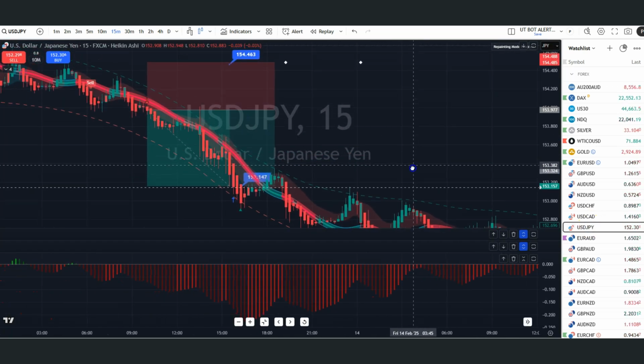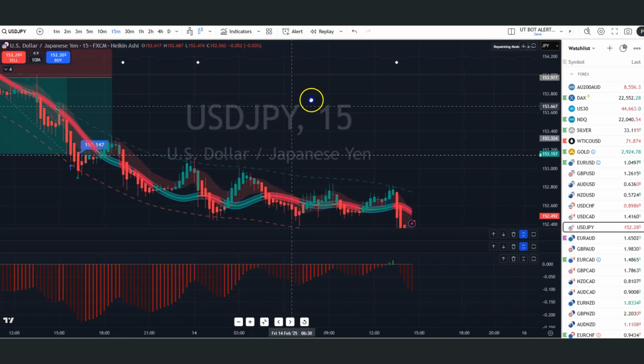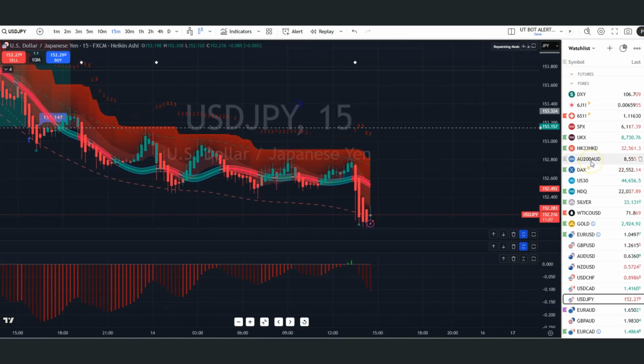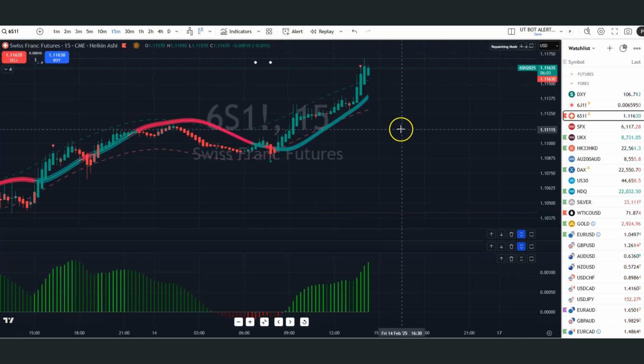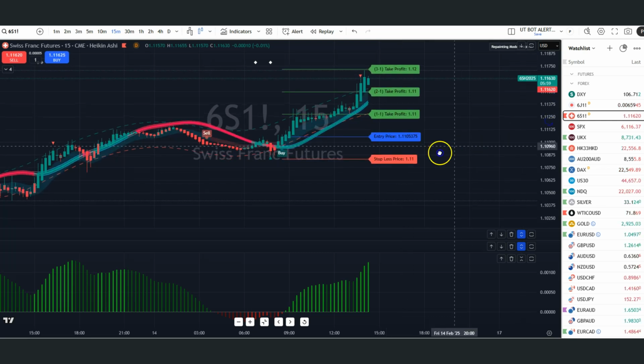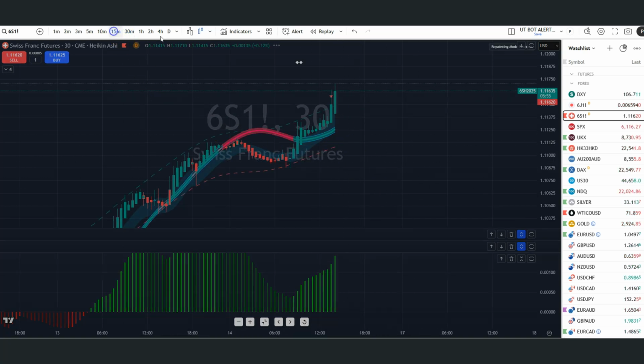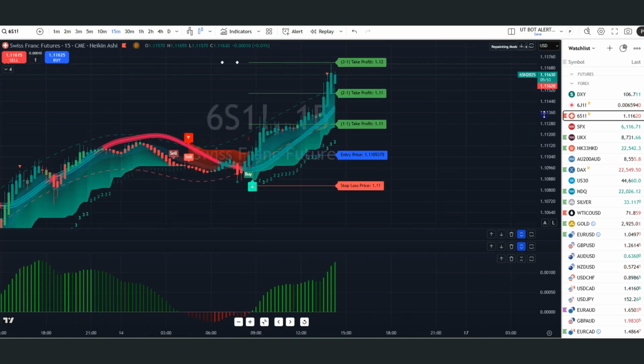There you go. That was our trade from a few days ago. Could have had a lot more, of course. But with the information and data coming out, we just never know. Swiss franc futures. Are you short the Euro Swiss? Good. So 30-minute chart, yeah. 15-minute chart, yeah.